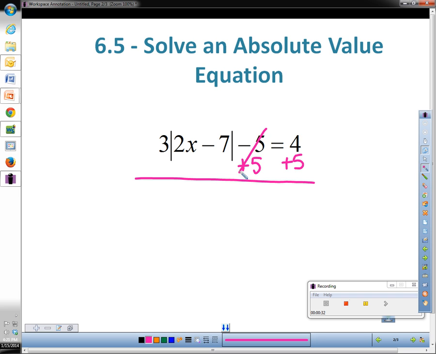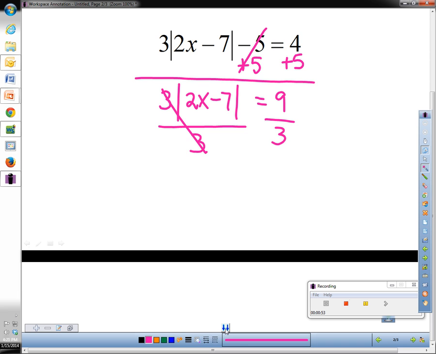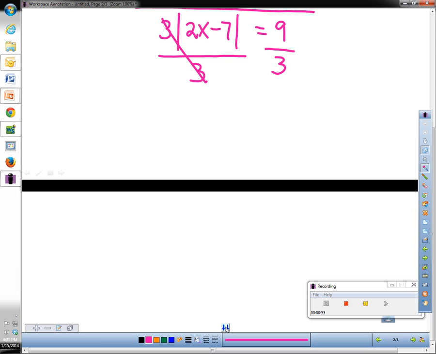So when I add 5, it cancels out on the left side, and I'm left with 3 times the absolute value of 2x minus 7 equals 9. So now what I'm going to do is I have to get rid of the 3 so that the absolute value is all by itself. To undo multiply by 3, we divide by 3. We have to do the same to the other side. So what I have left is the absolute value of 2x minus 7 equals 3.